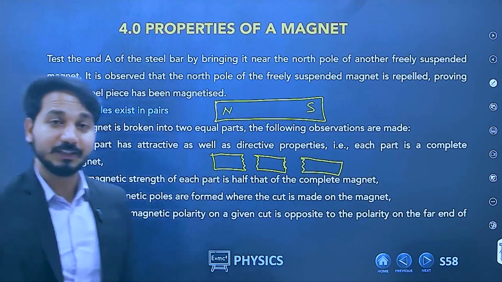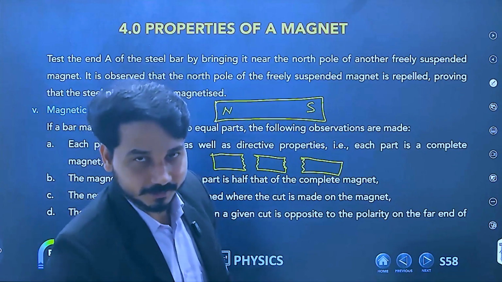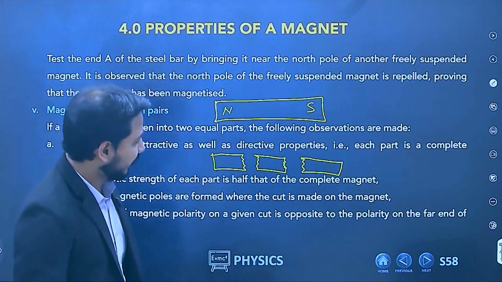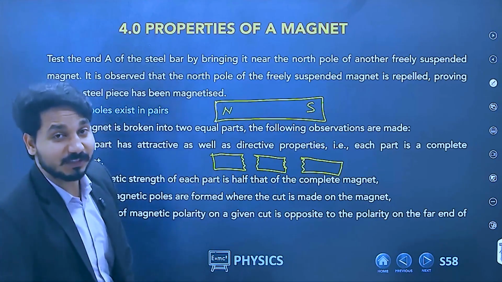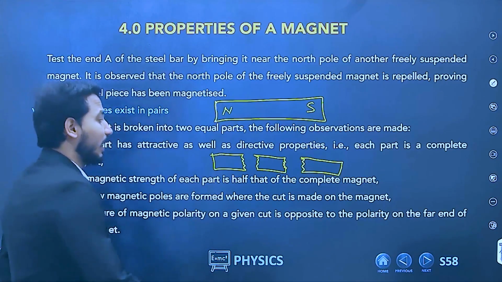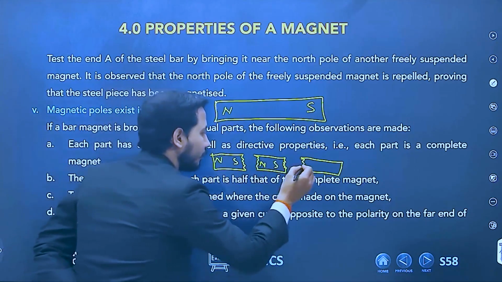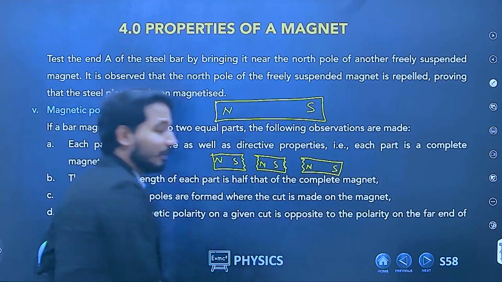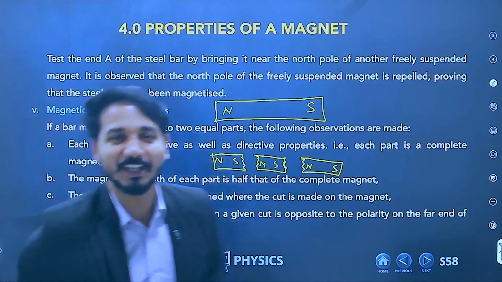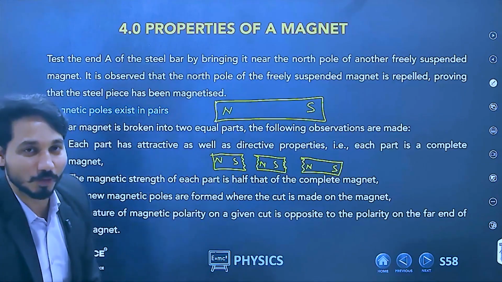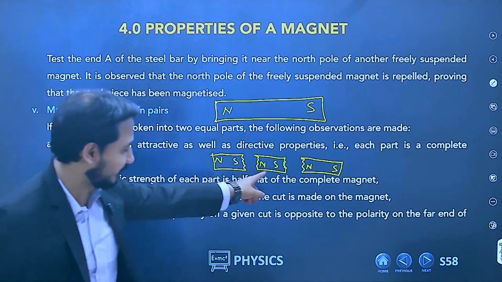Just assume it breaks into 3 pieces, right? If it breaks into 3 pieces, then each piece of this bar magnet will have north and south direction, right? The meaning of this line, magnetic poles exist in pairs, is this only.